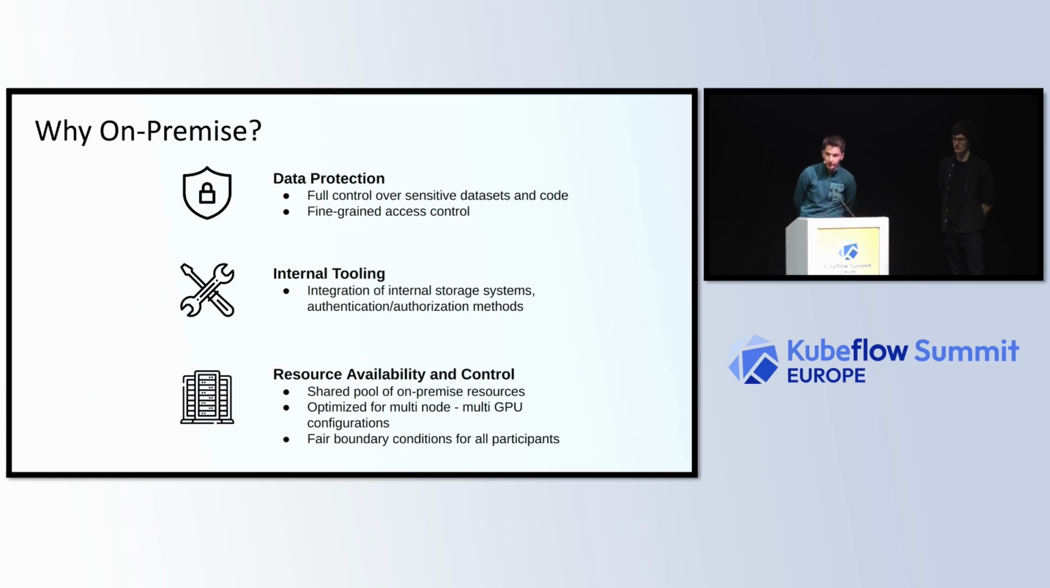Why do we want to do it ourselves? Well, for data protection, not every CERN dataset is open, and we want to have full control of maybe possible sensitive datasets and code. We have good fine-grained access control. We integrate with our internal tooling that people need to use or want to use, and we control the resources behind it. So we would have a shared pool of on-premise resources. These resources are optimized for multi-node and multi-GPU configurations. And this way, we can give fair boundary conditions for all participants.